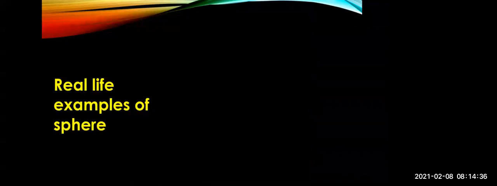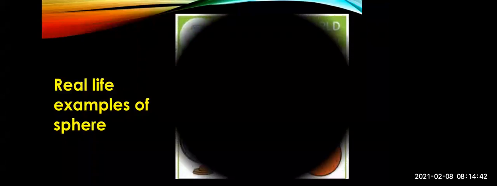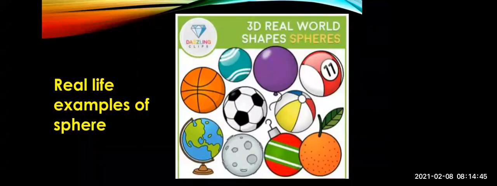Now let's see the real life examples of sphere. The real life examples of sphere are so many. See, this is the globe, the fruit orange, then the balloon, then the various types of balls, all types of balls, play balls. So these are the examples of sphere. Now you can note down in your notebook which shapes in your home or in your surroundings are related to sphere.